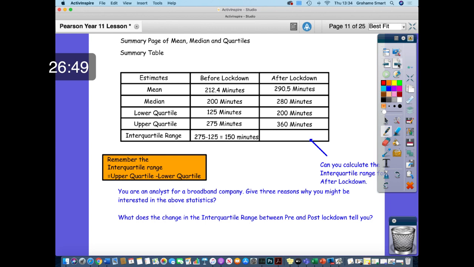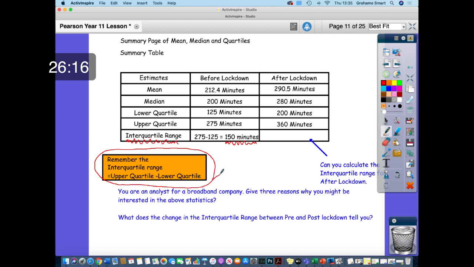First things first, though, I have put an extra calculation in, and the extra calculation that I've put in is the interquartile range, which you can see here. That's the upper quartile subtract the lower quartile. In this case, it's 275 subtract 125, which gives me 150 minutes. So the interquartile range before lockdown was 150 minutes. I'm going to ask you to calculate the interquartile range for after lockdown. And if you've forgotten, there's a little reminder there of what the interquartile range is.